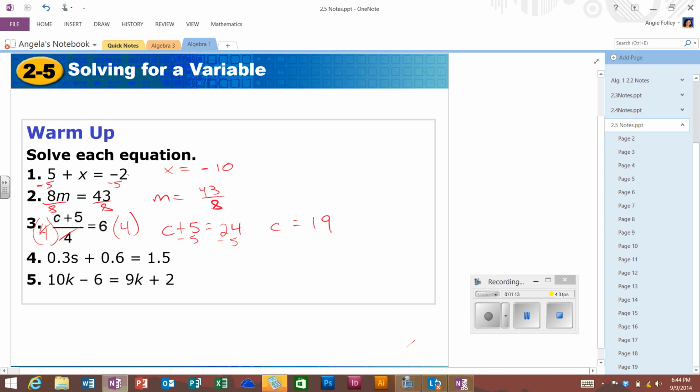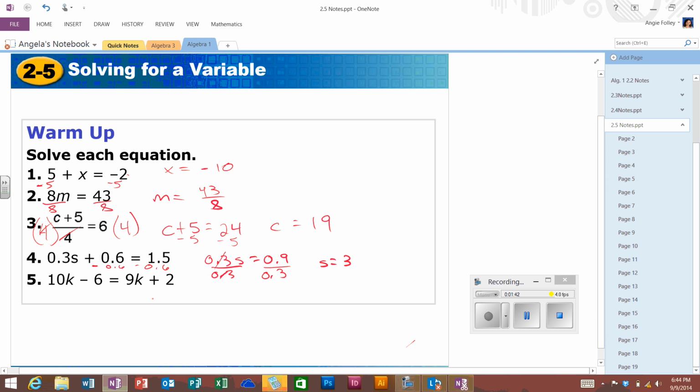Okay, same thing, two steps. 0.3 times s plus 0.6. So work backwards, we're going to subtract 0.6, subtract my 0.6, so then I will get 0.3s is equal to 0.9. Then I need to divide by 0.3, and my s is equal to 3.